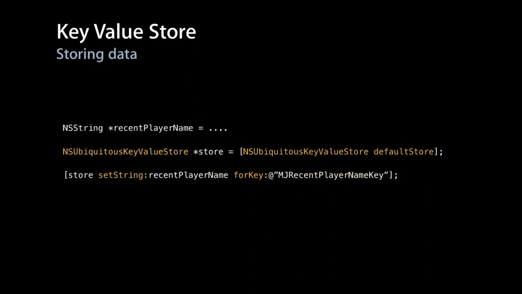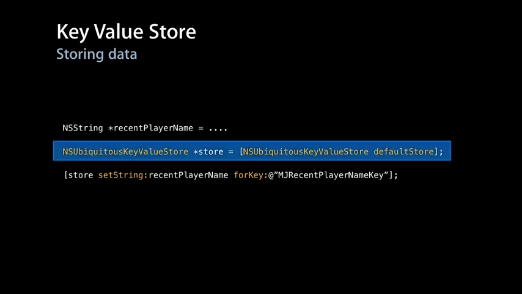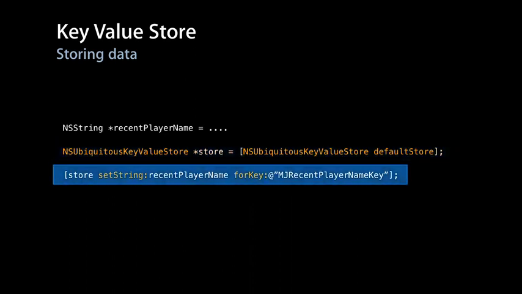So let's take a look at storing data into the key value store. Now the first thing you need to do is ask for the default store, just like you always do. Next, you can simply use something like setString for key. You'll notice this looks a lot like the same API that you would use for something like NSUserDefaults. So we've got our recent player name, we're saving it for the key MJ recent player name key, and that's it. That's going to handle storing that string into the key value store, sending it to iCloud, and then propagating that information out to all of the user's devices.